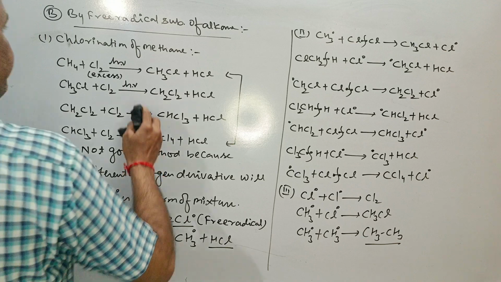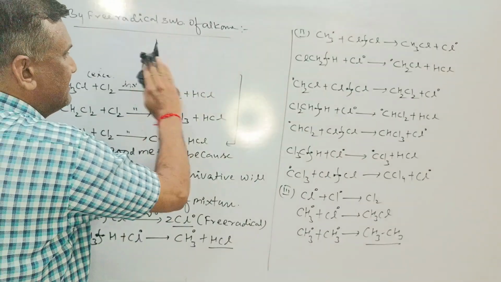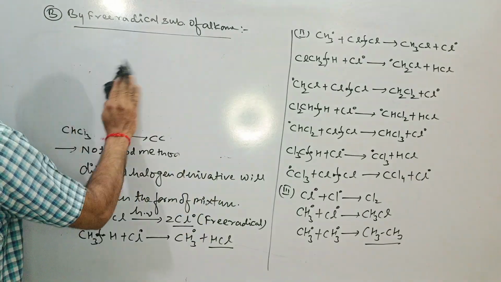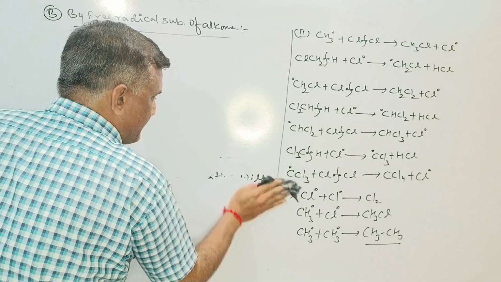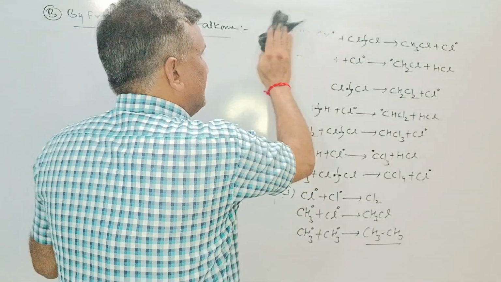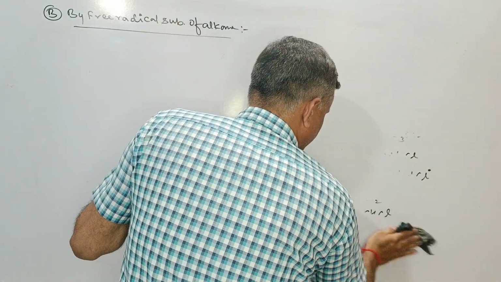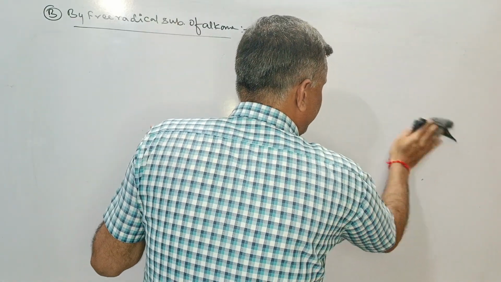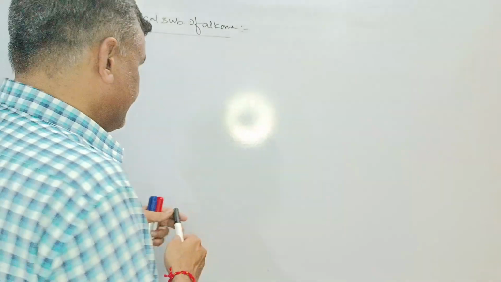Now, if we go with the second example regarding free radical substitution of alkane, we can take the example of ethane and propane also, and we'll take a lot of questions also. What are they? Listen to me carefully. These reactions are photochemical reactions because they take place in the presence of light.